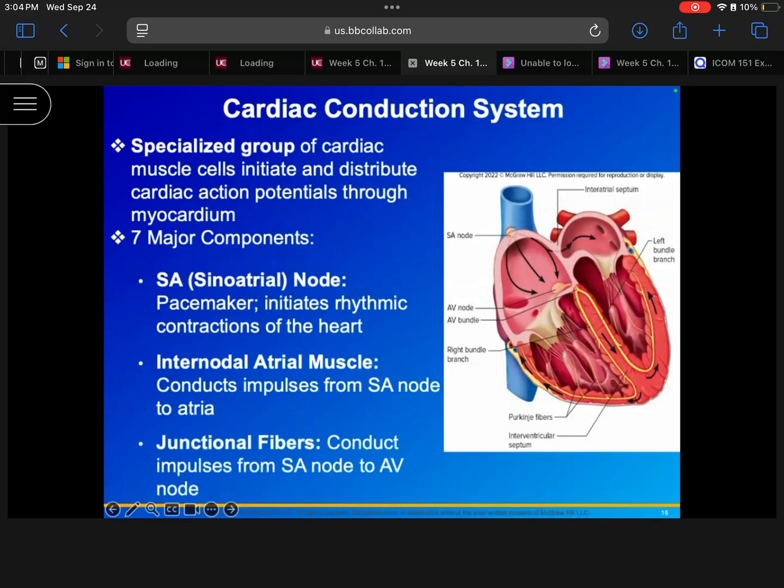Junctional fibers are going to help with that too. They conduct the impulses from the SA node to the AV node. So we're going to branch out, and then the junctional fibers are going to bring us back around, as you can see. And then we want our signal to be hitting this guy right here, which is the AV node.